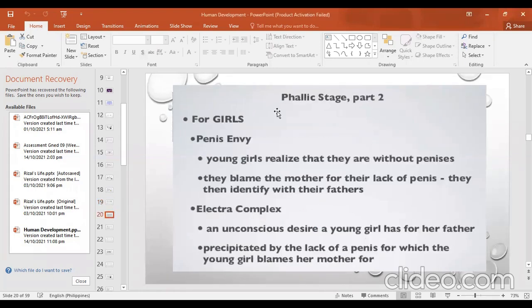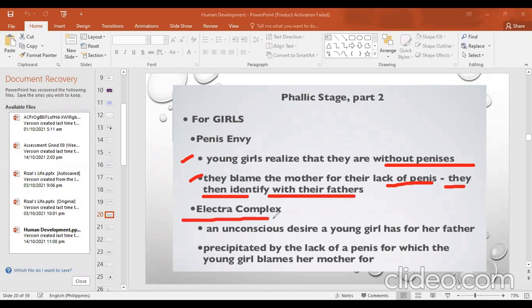Okay naman, for girls naman, it has something to do with penis envy. So young girls realize that they are without penises. They blame the mother for their lack of penis. No, nagkakaroon na ng confusion yung young girls like bakit wala silang penis? And then boys ay meron. Yung father nila ay meron. So and then they then identify with their fathers.